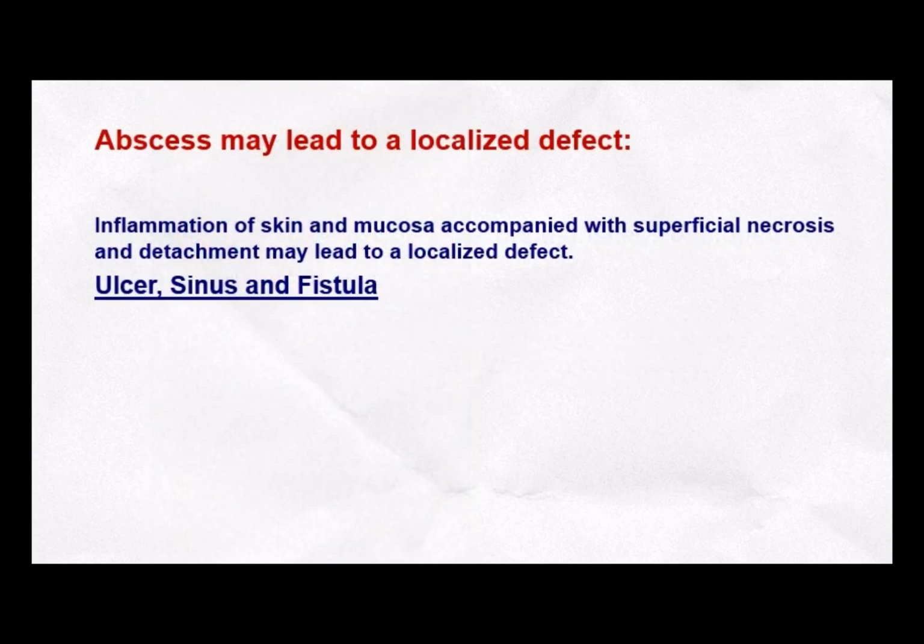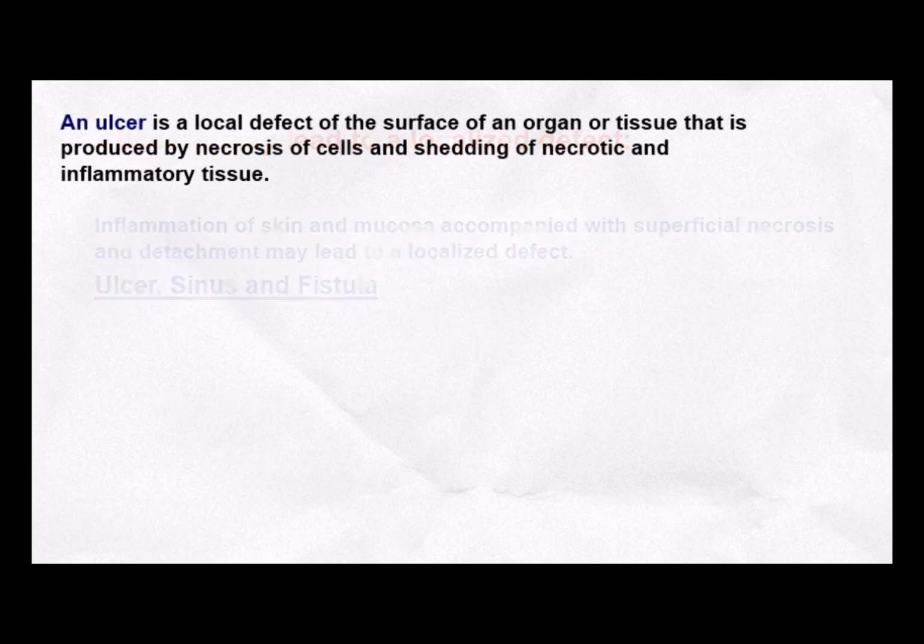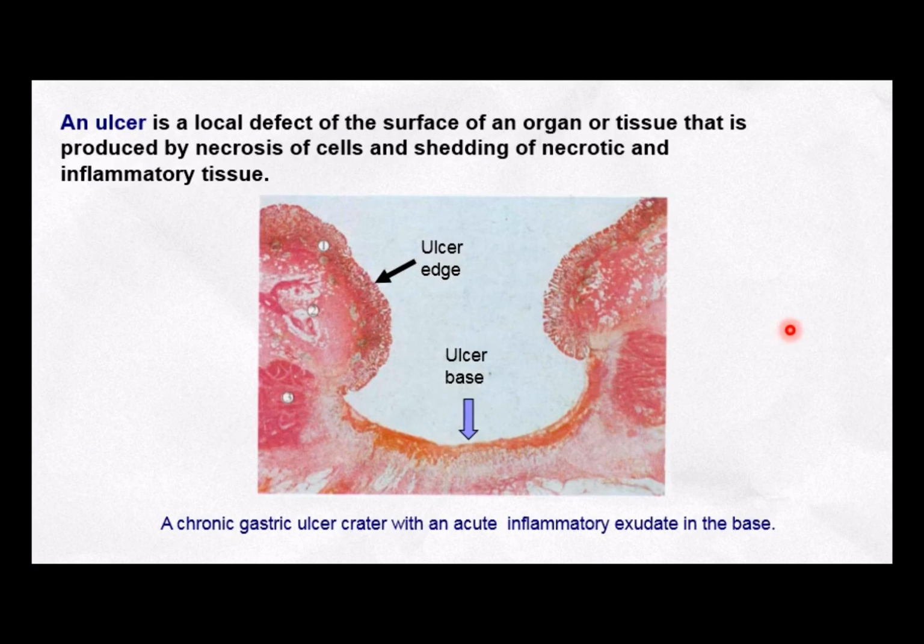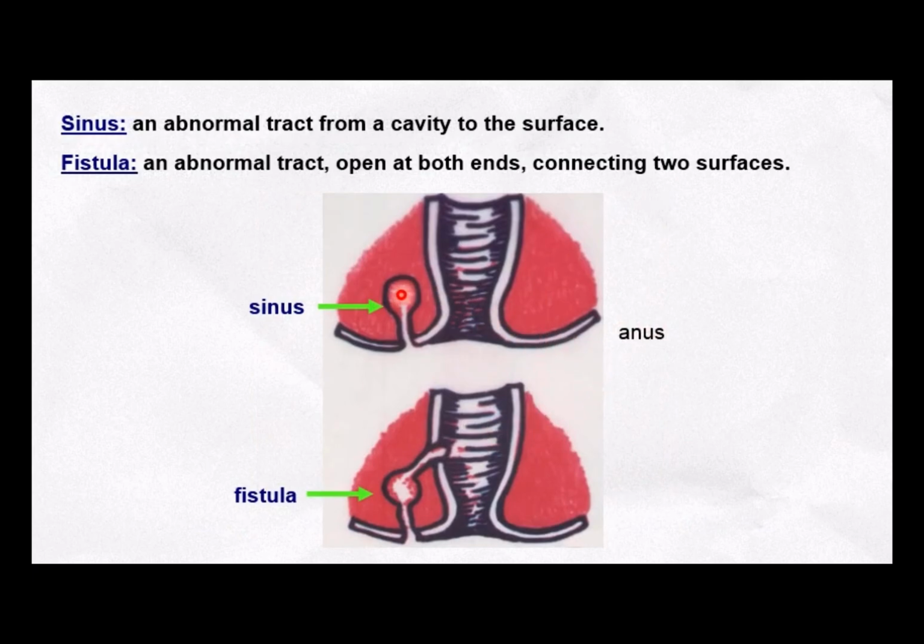Inflammation of the skin and the mucous membranes with superficial necrosis and detachment can lead to local defects, resulting in ulcer, sinus, and fistula. An ulcer is a local defect of the surface of an organ or tissue that is produced by necrosis of cells and shedding of necrotic and inflammatory tissue. This picture shows a chronic gastric ulcer, a crater with an acute inflammatory exudate in the base. As we can see here, the wall of the stomach is defective, forming an ulcer. A sinus is an abnormal tract from a cavity to the surface. A fistula is an abnormal tract open at both ends, connecting two surfaces.